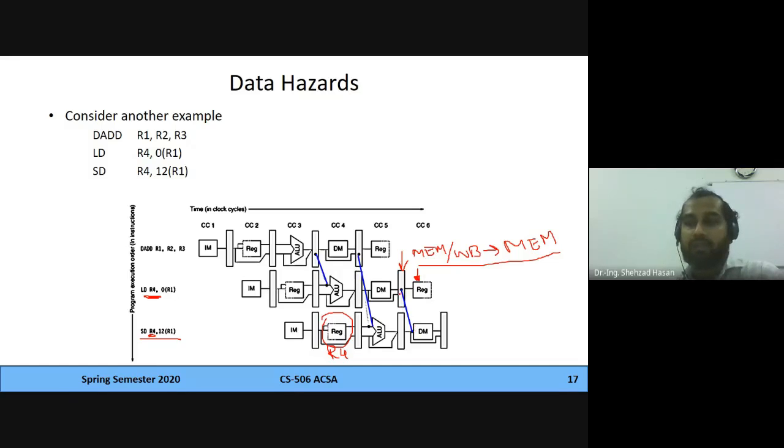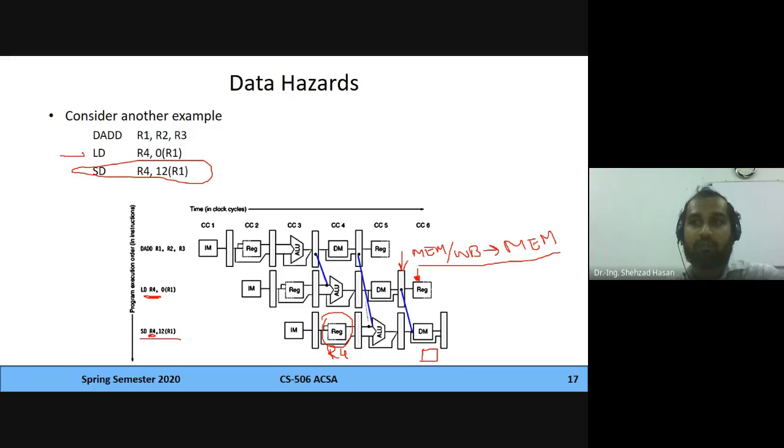Okay, so we need a third type of forwarding path and another forwarding unit, because the previous forwarding unit was working in the execution stage. Here we need a forwarding unit which should work in the memory stage. Along with that, we need a forwarding path from the MEMWB pipeline register back to memory. Because this memory stage is only used by store instructions, that special sequence is only applicable whenever you have a store instruction in your code, which is using the value of a previous instruction.